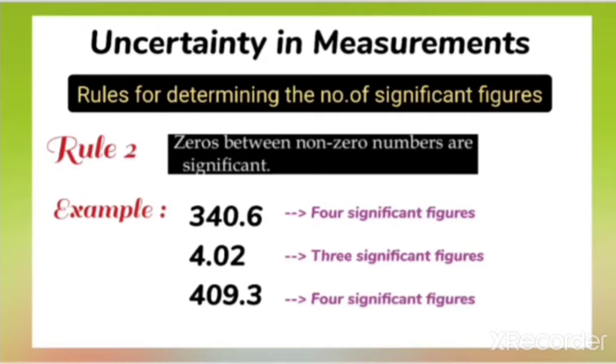That is, first case, 4 is a significant figure. Second case, 1, 2, 3. 3 is the significant figure. Here 1, 2, 3, 4. 4 is the significant figure for this one.